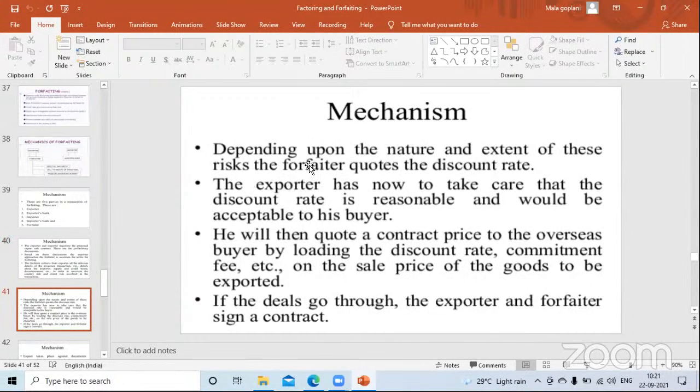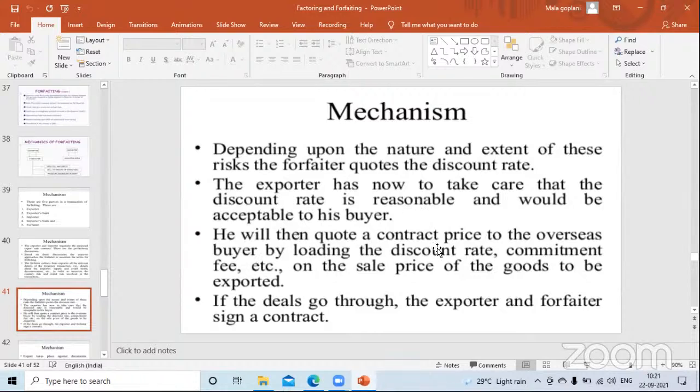The forfeiter is getting benefits through discounts and commissions. But on the other hand, the exporter will also see if he is gaining the required amount of profit. Otherwise, why will he enter into a transaction which causes him to suffer losses? Why will he enter into that transaction? Tell me. So he will also have to check whether the discount rate is reasonable. It shouldn't be that high.